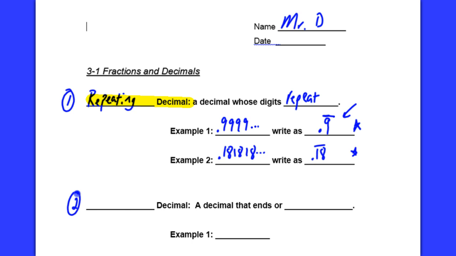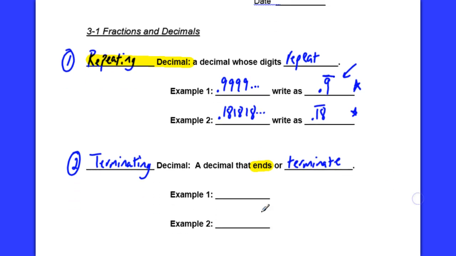And then number 2, if it's not repeating, it could be terminating. A terminating decimal is a decimal that ends, well, it stops, or in other words, it terminates. And terminate is basically just another word for end. It stops. Whole numbers are that, like just a regular number like 9. That actually is terminating because it stops. It's 9 and it doesn't keep going as a decimal.